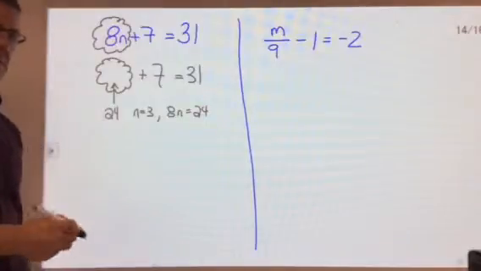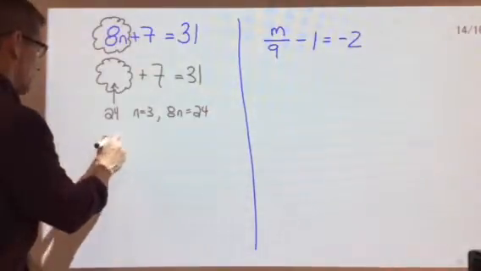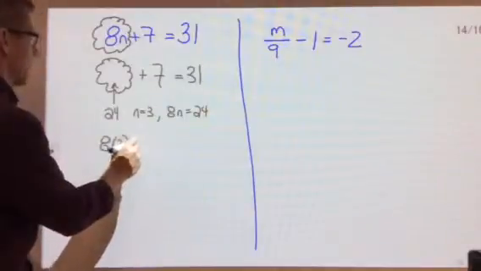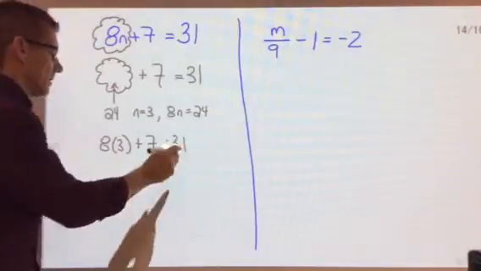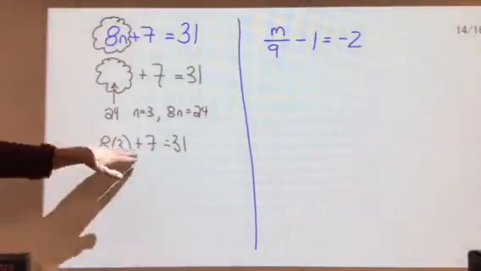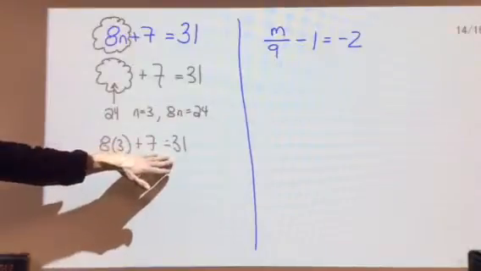In order to check it, just like with peanuts and 4 friends, we put it back together, whether it's quickly in our heads or whether it's on paper. We check to make sure that 8 times 3 plus 7 is 31. 8 times 3 is 24 plus 7 is 31.